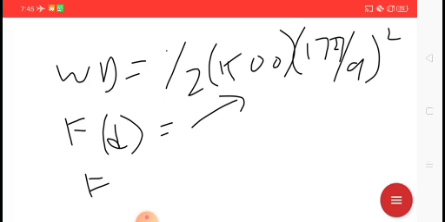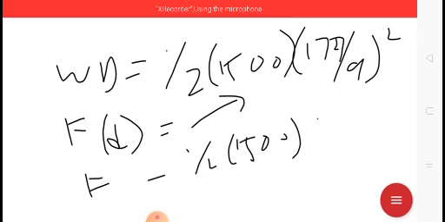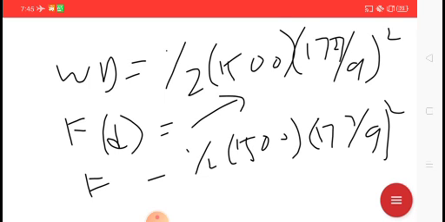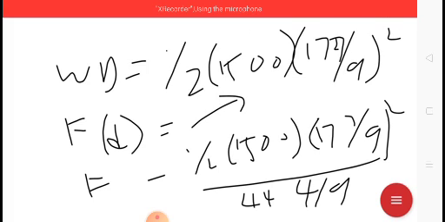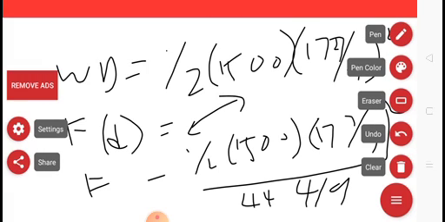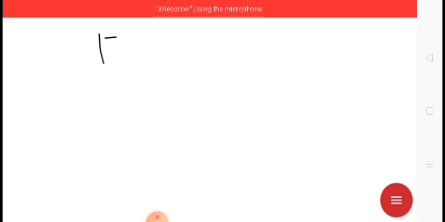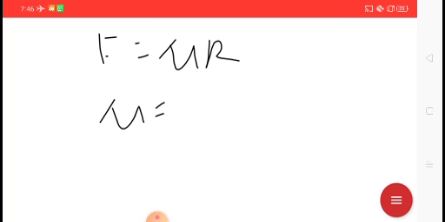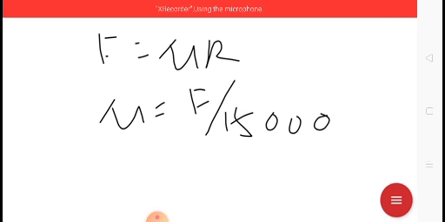So you know that the force that you apply is equal to 1/2 times 1500 times 1770/9 squared over the distance that you travel just now for braking, so it's 44,419. Okay, and now if you want to calculate the coefficient of friction, you know that F equals mu R, so mu will be equal to F over R, which is 15000. By putting the exact value in here, you should get mu equal to 0.356. So the coefficient of friction is equal to 0.356.